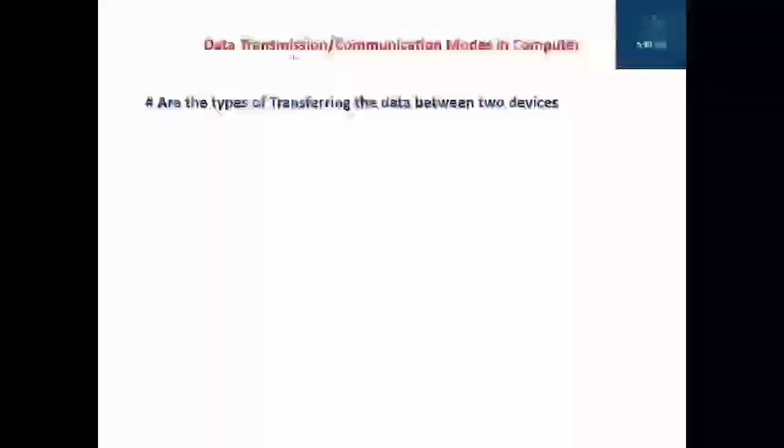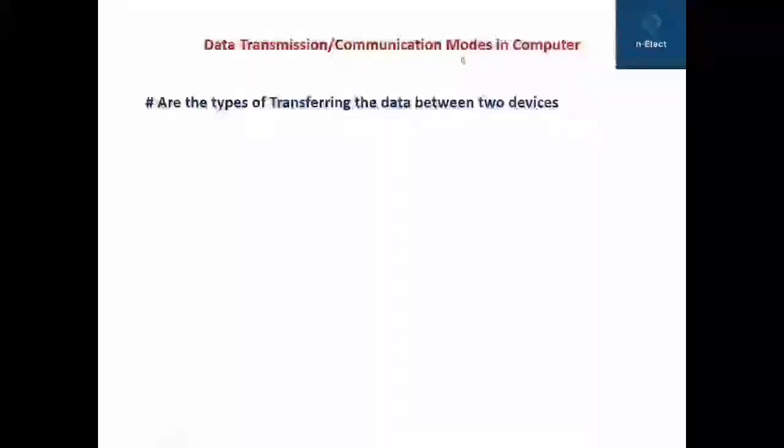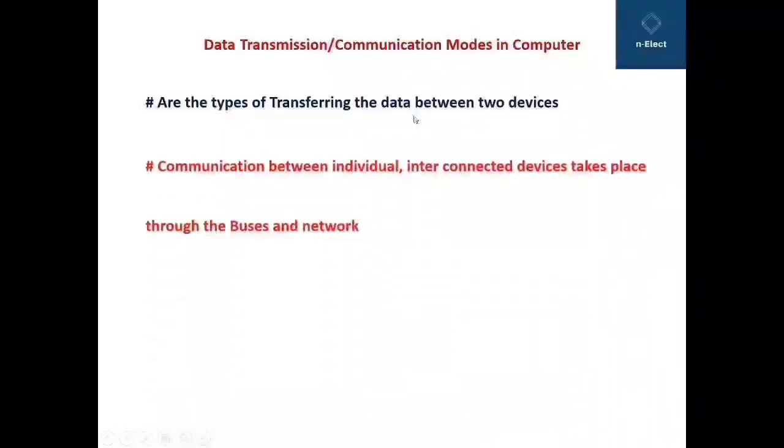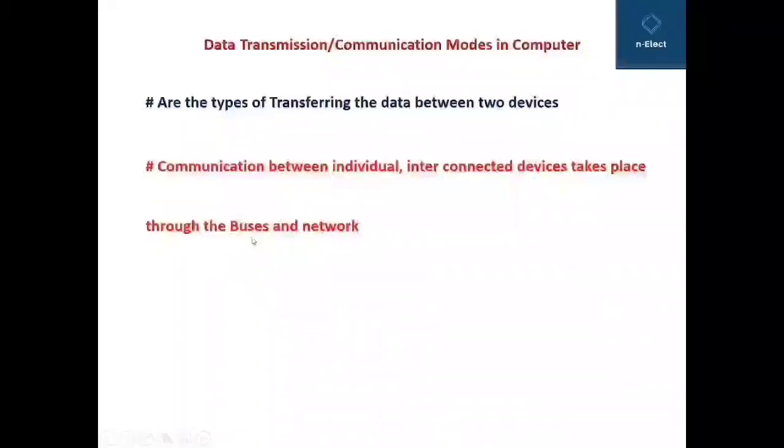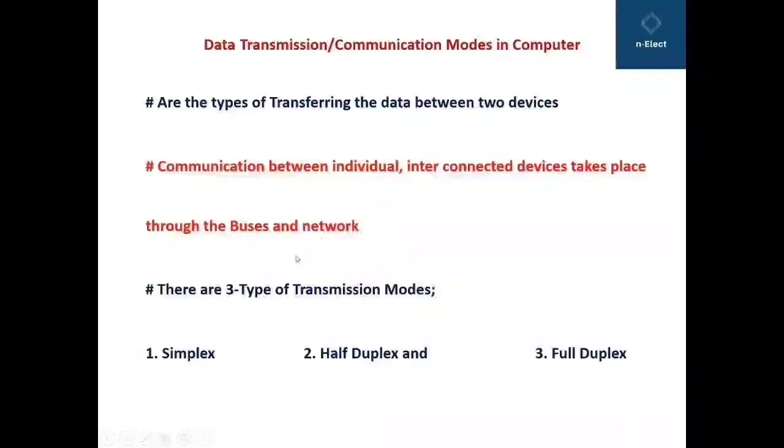Data transmission or communication modes in computer. These are actually the types of transferring the data between two devices. Communication between individual interconnected devices takes place through the buses and networks. Accordingly, there are three types of transmission modes: simplex transmission mode, half duplex transmission mode, and full duplex transmission mode.